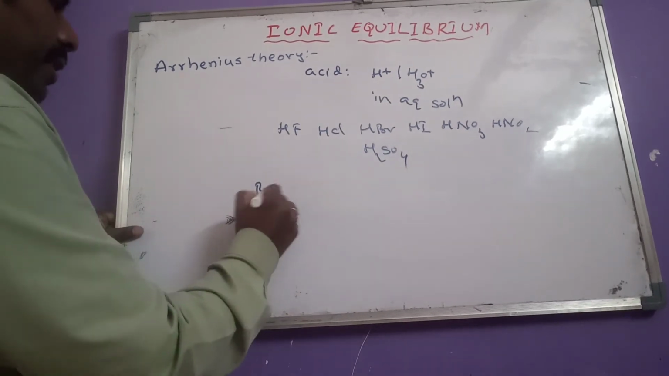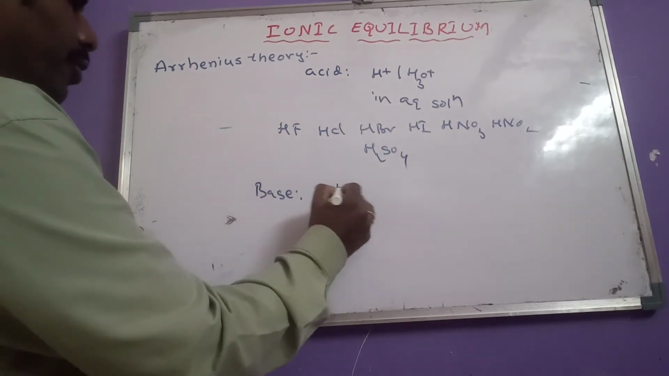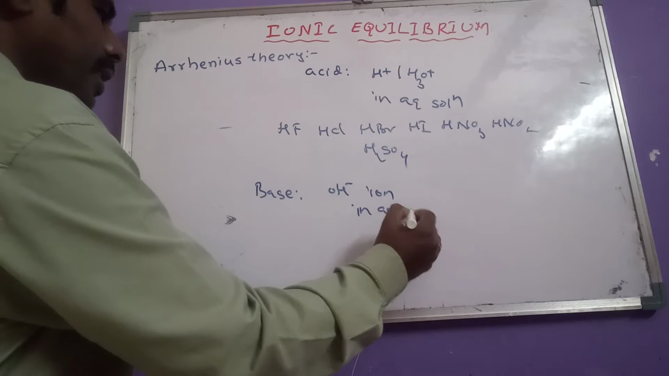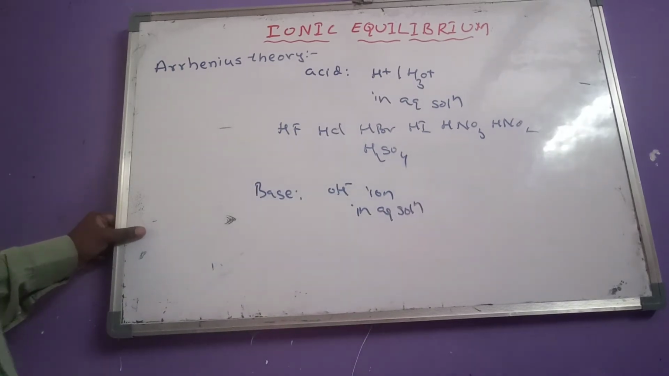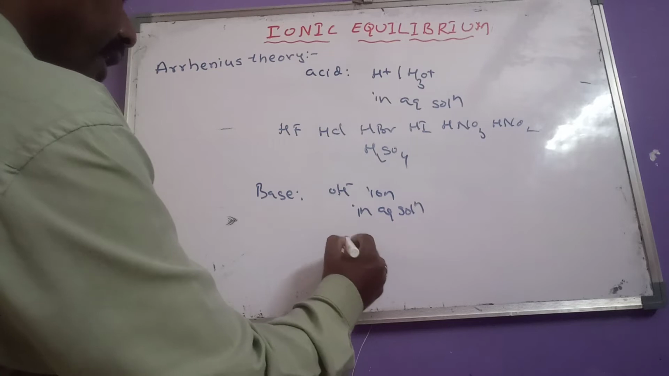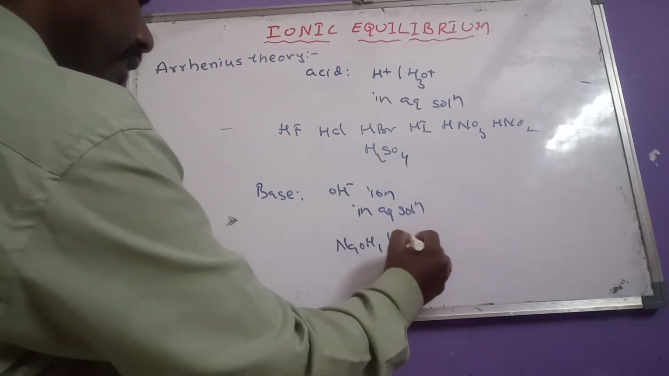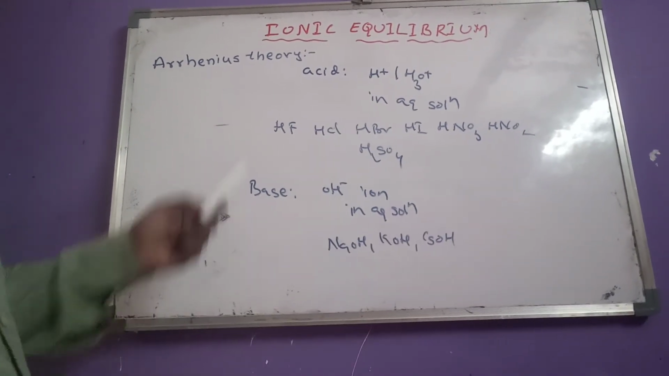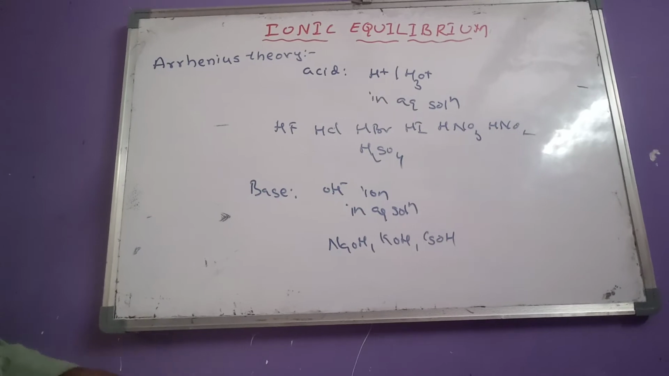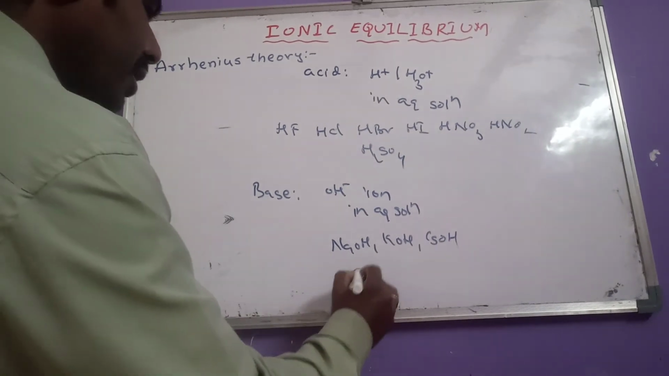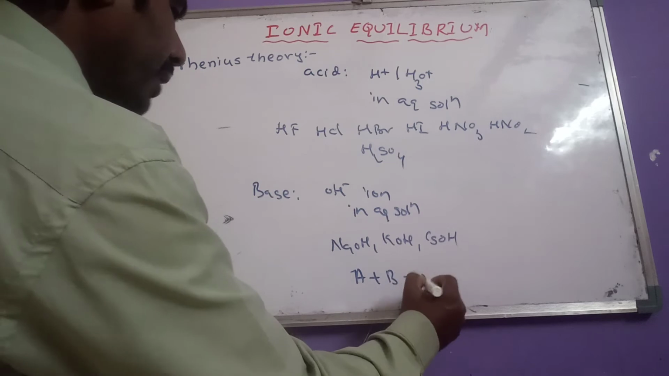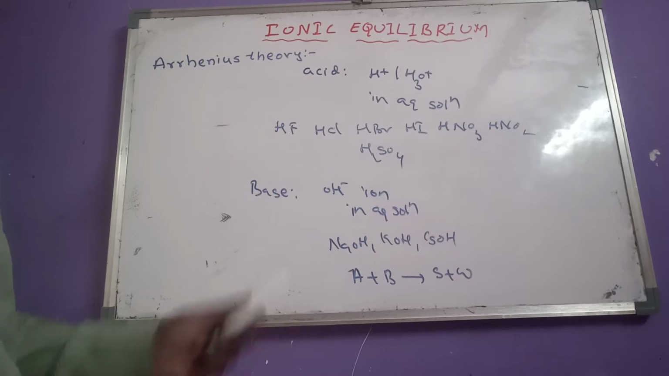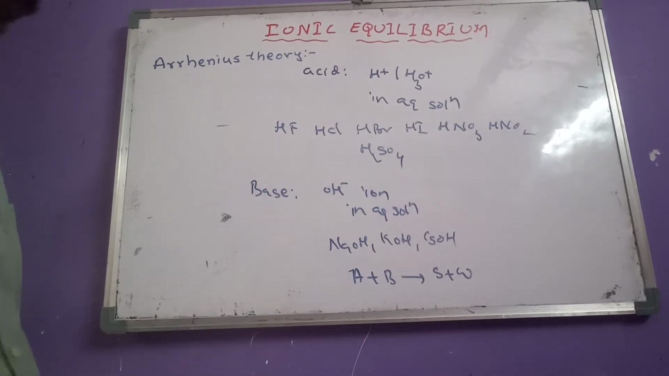And what is a base? The substance which produces hydroxyl ion in aqueous solutions is said to be a base. Examples: NaOH, KOH, CsOH, etc. And according to Arrhenius theory, what is neutralization? The reaction of acid with base to give salt and water is said to be neutralization according to Arrhenius theory.